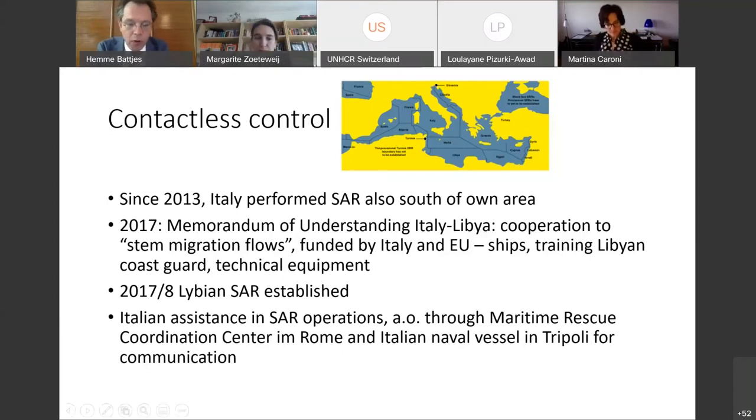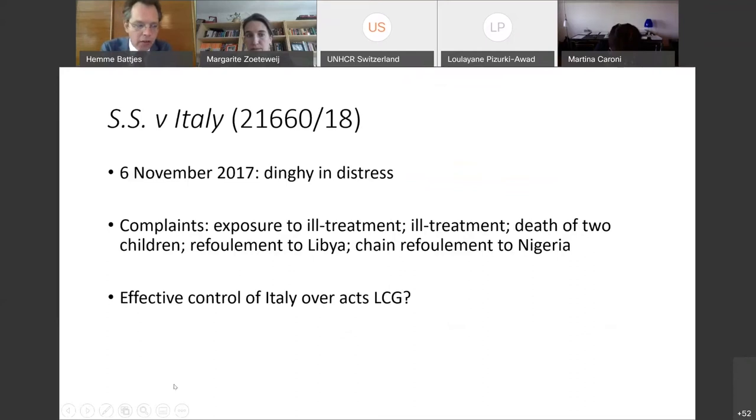So that brings then, of course, the question whether Italy is also responsible for the way Libya executes its operation. And from general information, we know that the way the Libyan Coast Guards operate, well, that's not how it should be. And from one of those instances, we know the facts very well because they have been communicated to the court, in the case of SS versus Italy. And it concerns an incident on 6 November 2017.